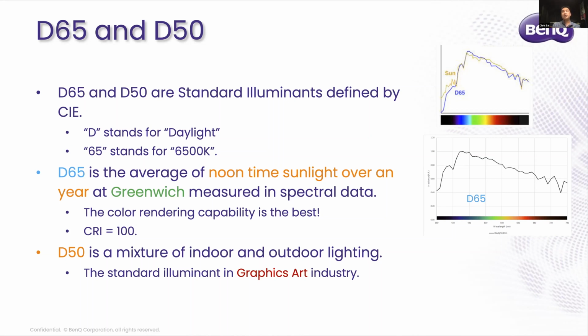So we need a light source which can combine these two together. CIE defined this D50 as a mixture of these two lighting together. We can see there is a big energy in the red part of the D50. So D50 is warmer than the D65, more like 5,000 K. And this is the standard illuminant in the graphics art industry.